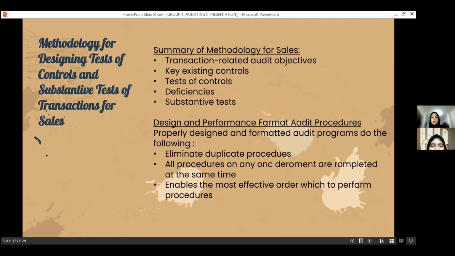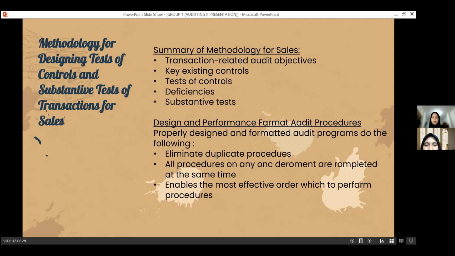Summary of methodology for sales. First, transaction-related audit objective. Second, key existing controls. The third, test of controls. And fourth, deficiencies. Deficiencies identified by the auditor indicate the absence of effective controls. And last one, substantive test.